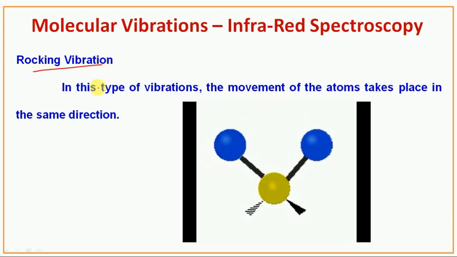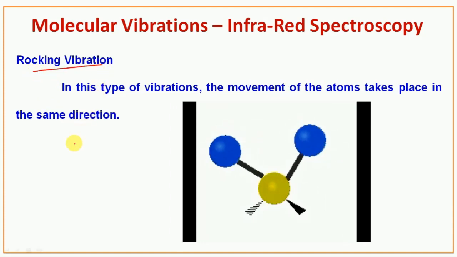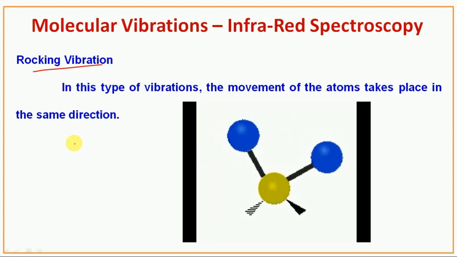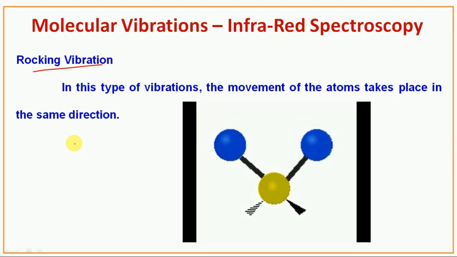Next, rocking bending vibration. In this type of vibration, the movement of the atoms takes place in the same direction, either right or left. The movement of the atoms takes place in the same direction.